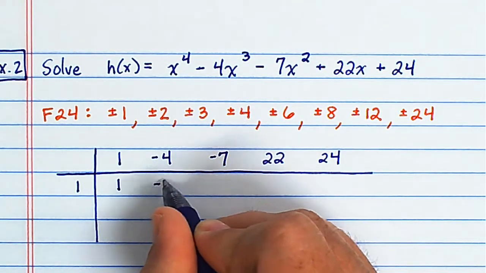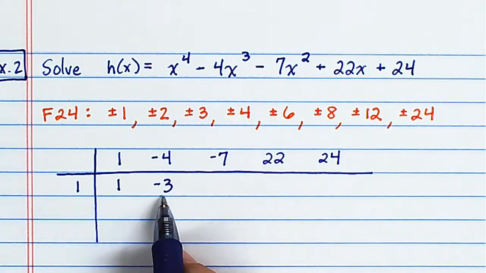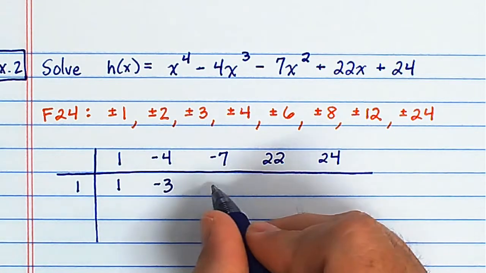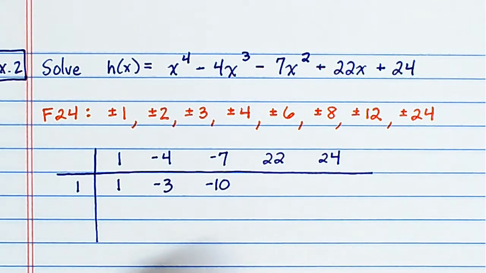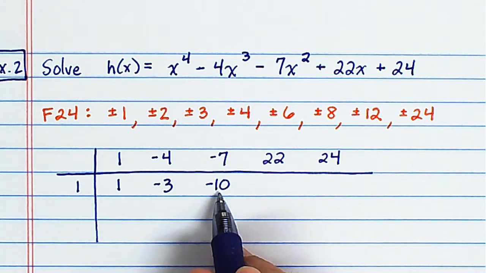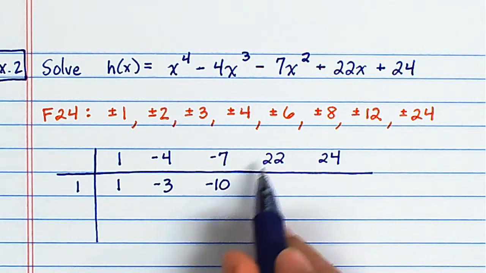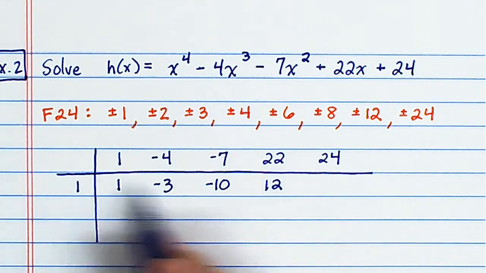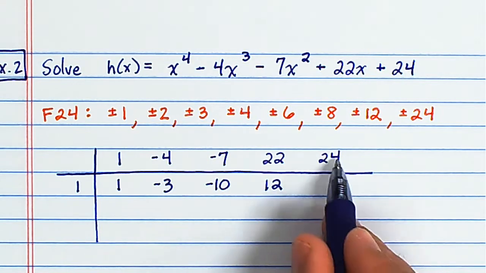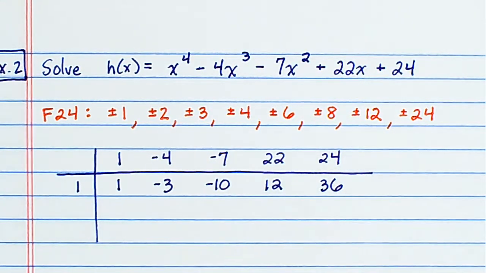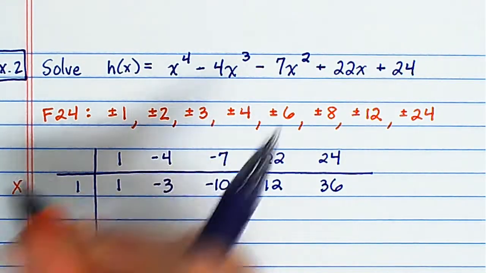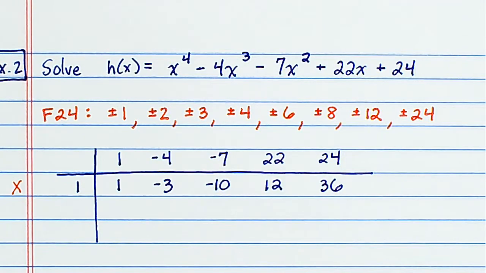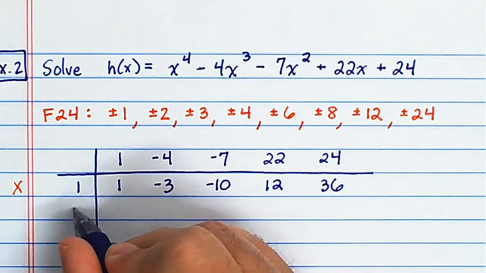1 plus negative 4 is negative 3. 1 times negative 3 is negative 3. Negative 3 plus negative 7 is negative 10. 1 times negative 10 is negative 10. Negative 10 plus 22 is 12. 1 times 12 is 12. 12 plus 24 is 36. So if you want to put a little x, this one will not work because I did not get a 0 remainder. And I go to the next one, 2.